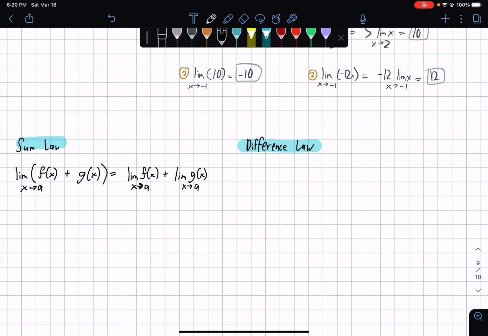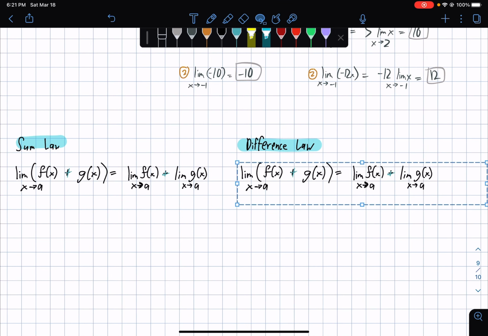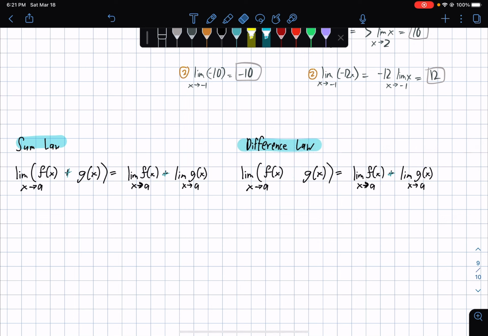For the difference law, it's pretty much the opposite. Everything is still the same, but the difference is the subtraction sign. There you go.